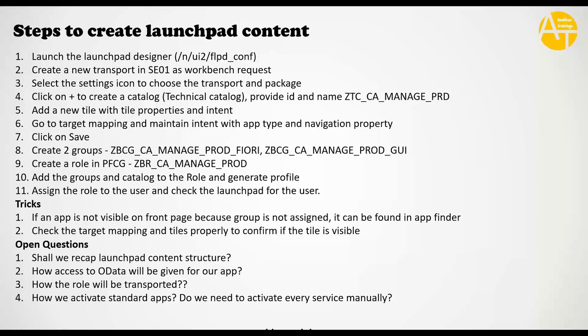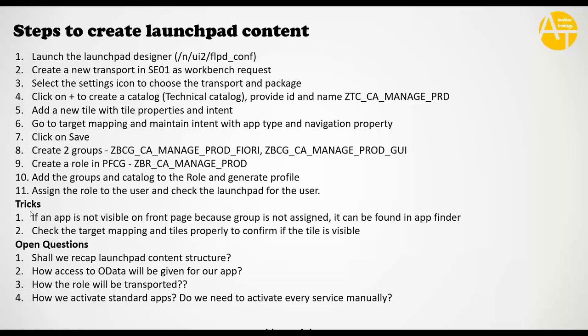We've learned about every artifact involved in the process of making that app available as a tile, which includes the catalog, creating a group, understanding the target mapping, understanding the semantic object and action, which is the so-called intent, creating a role, and eventually generating the profile and granting it to the user to access the tile. But at the end of the training, there were some topics which I missed due to the end of the time, so I have put them also as open questions.